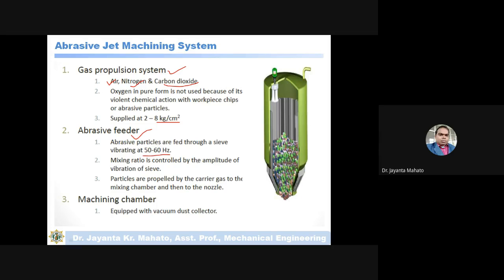Mixing ratio is controlled by the amplitude of the vibration of the sleeve. Okay, means sleeve की जो वाइब्रेशन हो रही है, वाइब्रेशन का एम्पलीट्यूड अगर मैं ज़्यादा एम्पलीट्यूड दूंगा तो क्या होगी, ज़्यादा अमाउंट ऑफ एब्रेसिव पार्टिकल्स फीड टू द मिक्सिंग चेम्बर, ओके.